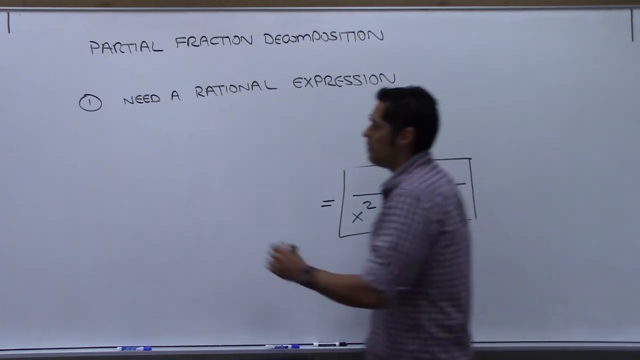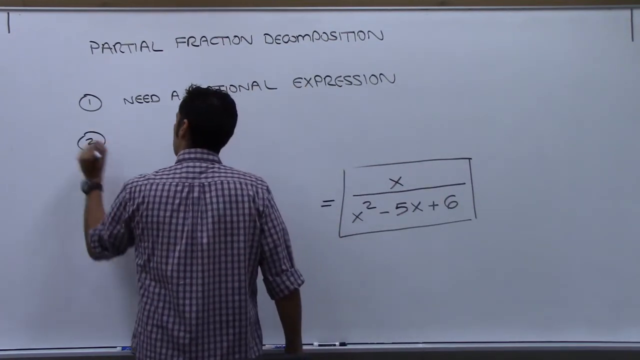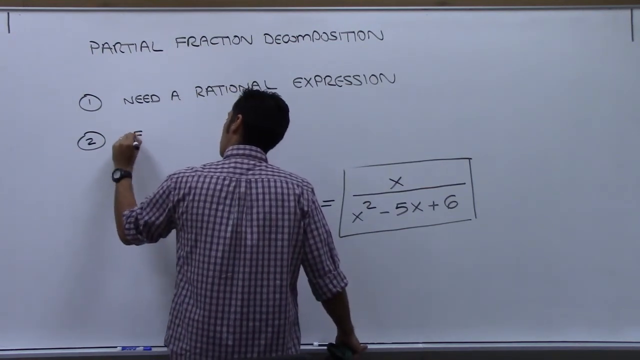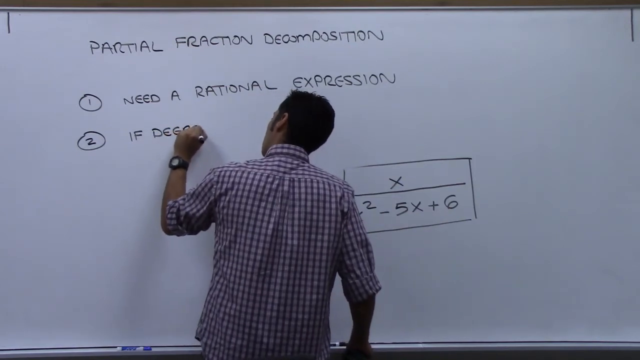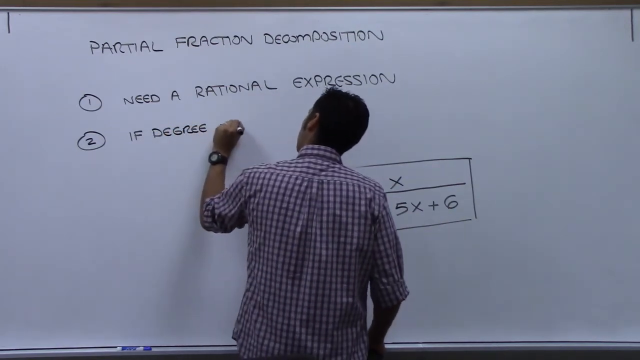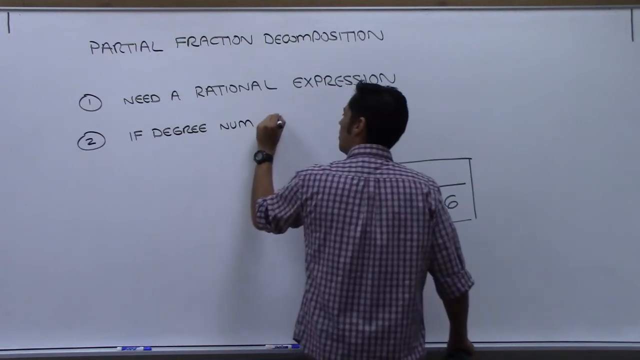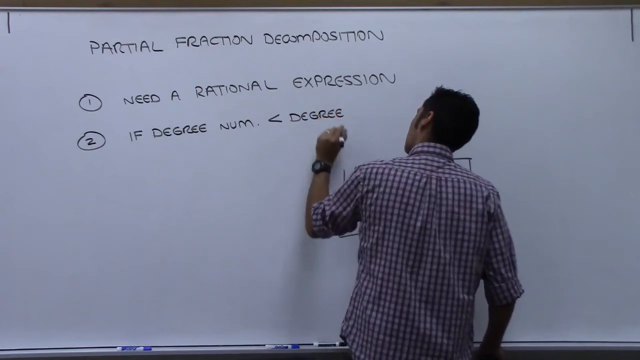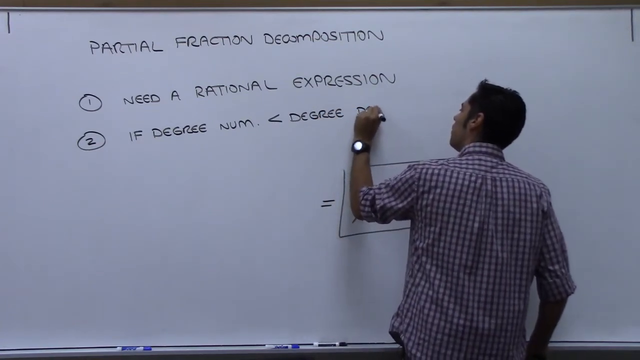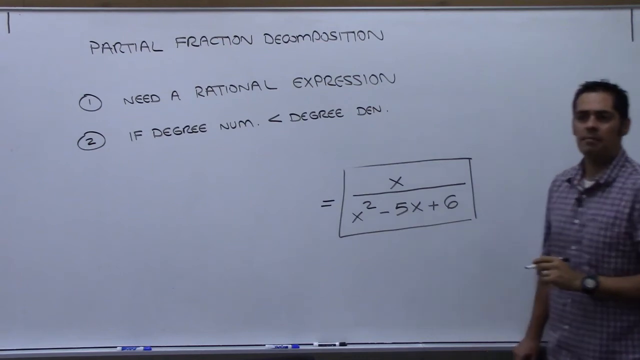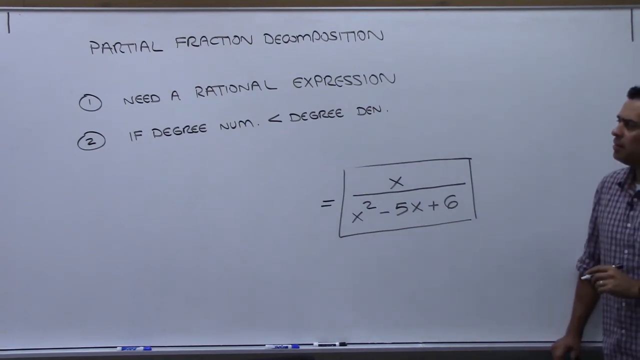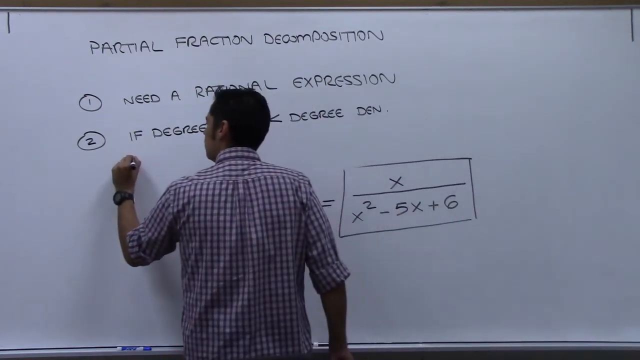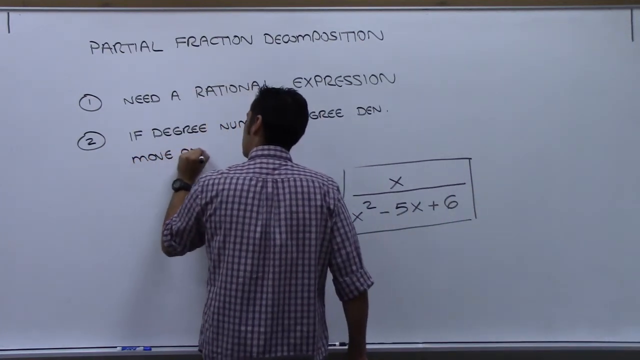The second step will be kind of a check that we do. If the degree of the numerator is less than the degree of the denominator, is that all right if I write it like that? Yeah. If the degree of the numerator is smaller than the degree of the denominator, move on to the next step.